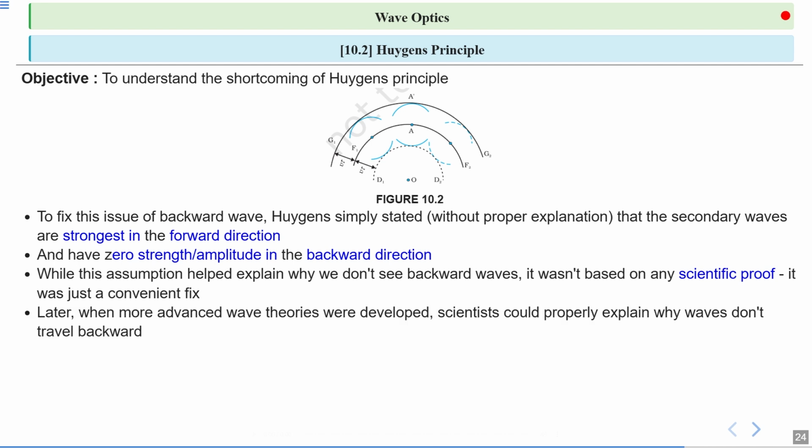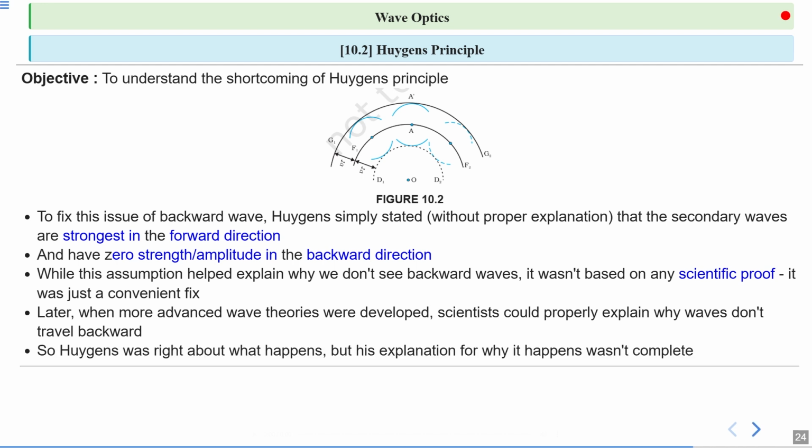Okay, so later when more advanced wave theories were developed, scientists could properly explain why waves don't travel backward. These theories offered a more comprehensive understanding of wave propagation, filling in the gaps left by Huygens principle. This advancement in wave optics was a significant step forward in physics. So Huygens was correct about the behavior of waves, but his explanation lacked completeness.